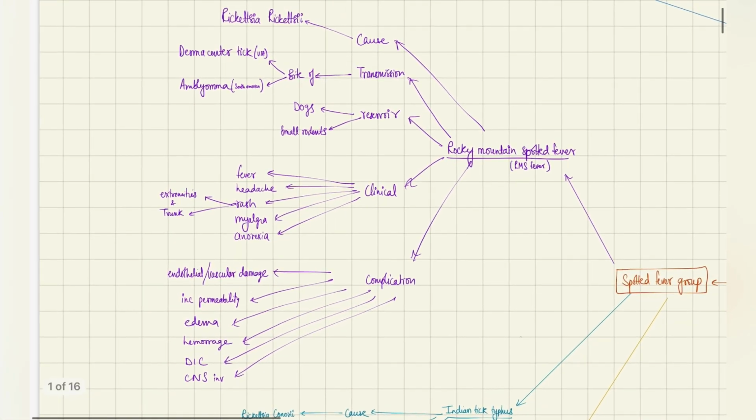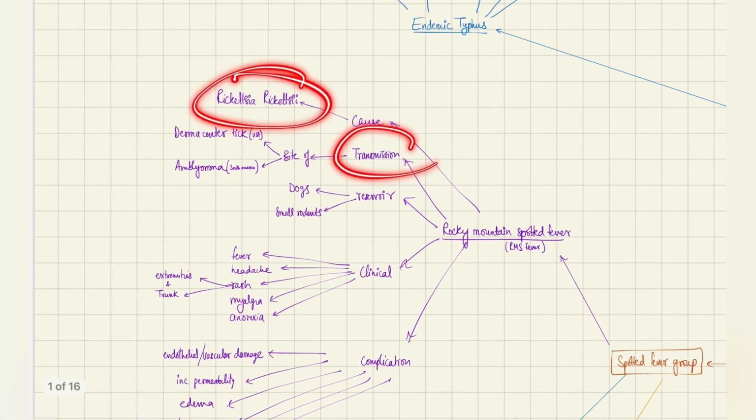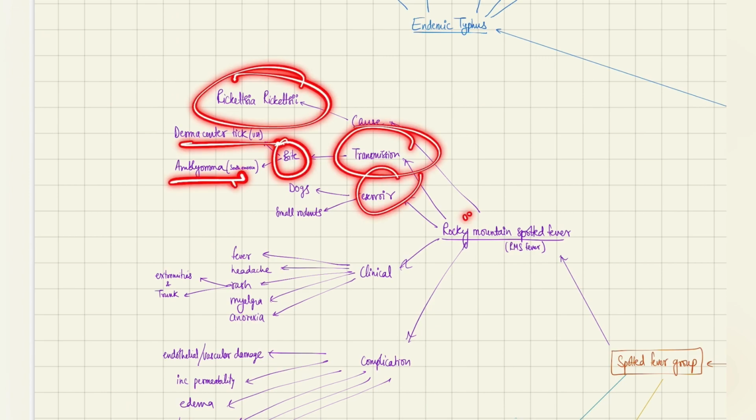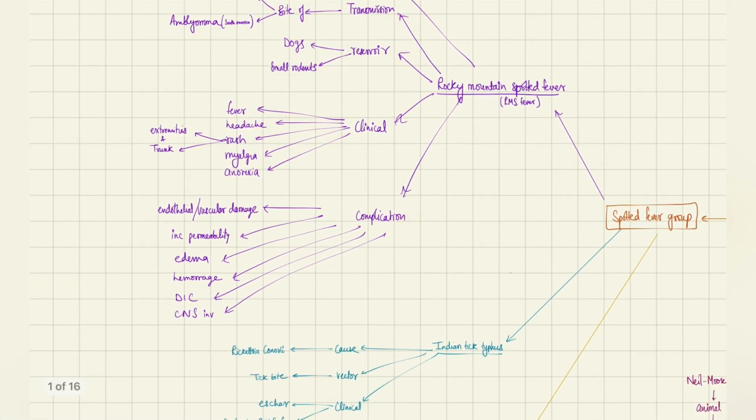So that's it. This was Rocky Mountain spotted fever. Causative organism, Rickettsia rickettsii. Transmission by bite of Dermacentor tick or Amblyomma tick. Reservoir, dog or small rodents. Clinical manifestations: fever, headache, rash, myalgia, anorexia. And complications, you can see endothelial vascular damage, increased permeability, edema, hemorrhage, DIC, CNS.